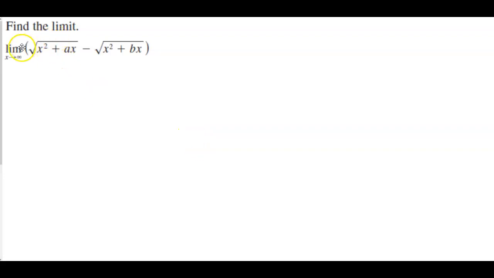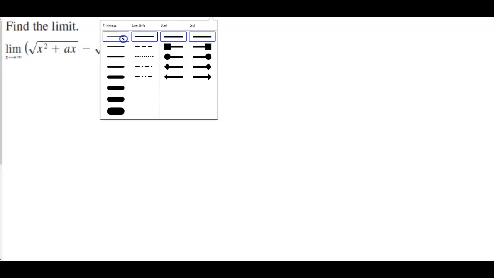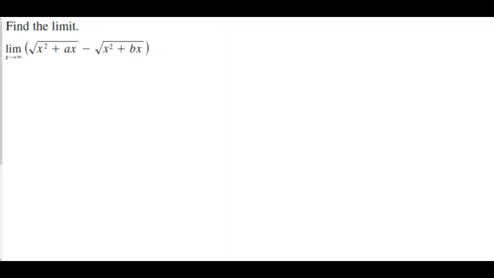Here we want to find the limit as x approaches infinity of the function the square root of x squared plus ax minus the square root of x squared plus bx. So let's go ahead and write that out. So we have the limit as x approaches infinity of the function the square root of x squared plus ax minus the square root of x squared plus bx.